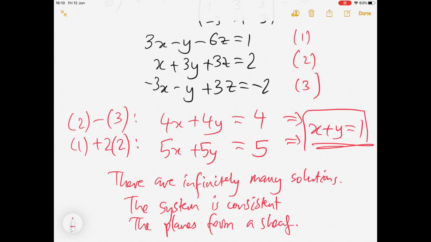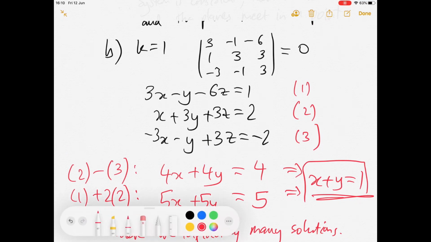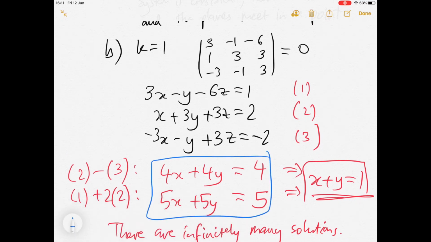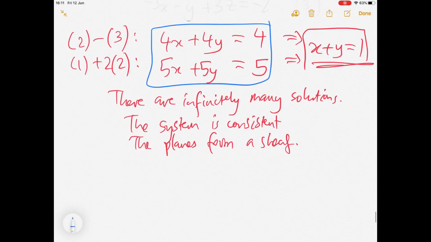Now, you might wonder what would happen differently if they didn't form a sheaf. What if it was a prism instead? What you would end up with at this stage is we might have something like 5x plus 5y equals 9. And then the two simultaneous equations with just x and y can't be solved, because it's impossible for x plus y to be 1 at the same time it's 9/5. So if you end up with a contradiction like that, they form a prism.